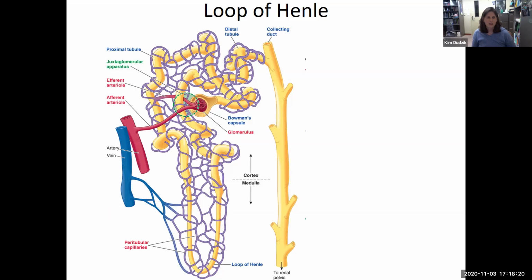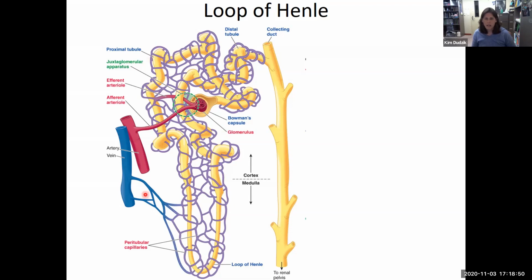So this is going to be called a countercurrent flow, and it sets up a vertical osmotic gradient that gets established by this countercurrent flow. Okay, so at this moment, I want you to just remember that the descending limb is permeable to water, the ascending limb is permeable to salt.